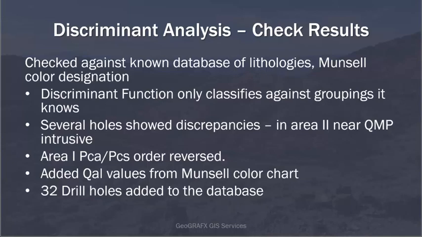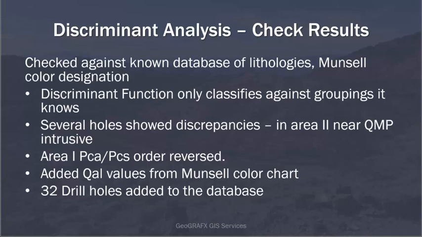So now I'm fairly comfortable with the results. However, I do need to check those results. So 640 samples were checked against the known database of lithologies and the Munsell color designation. Discriminant function only classifies against grouping it knows. If there's a lithology that is not in the training set, it will continue to classify it as best it can. Several holes did show discrepancies.